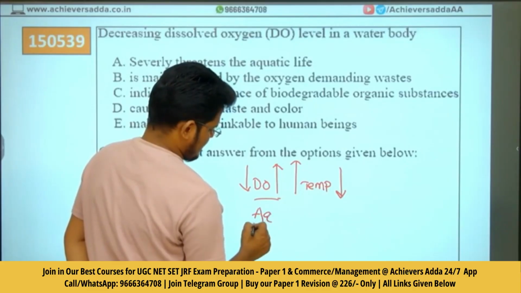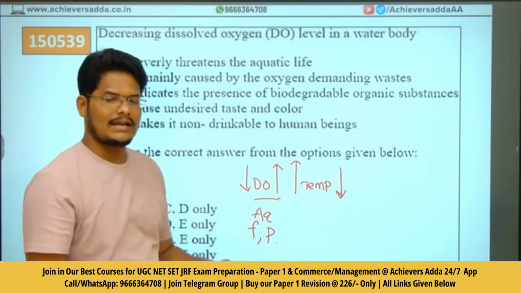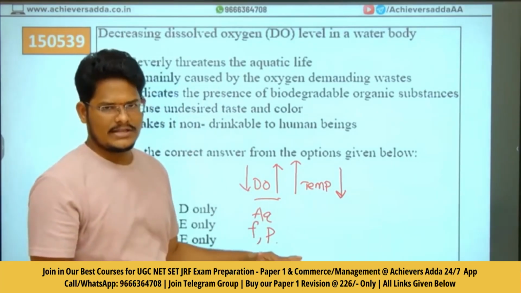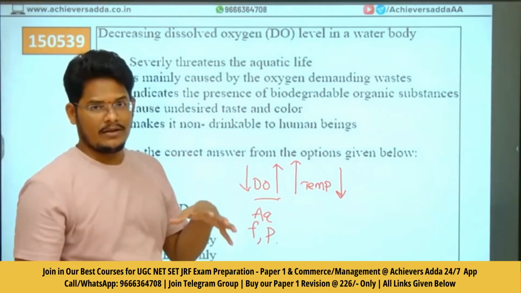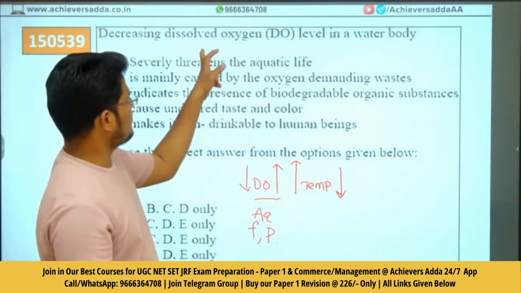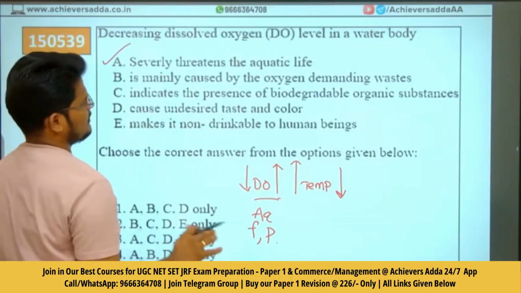Aquatic animals like fishes and prawns, which are inside the water, cannot survive because oxygen levels will come down when the DO is less. Temperature will be high, the water will be hot. Due to that, they will die. It will be a threat to aquatic life. Prawns and fishes will die.